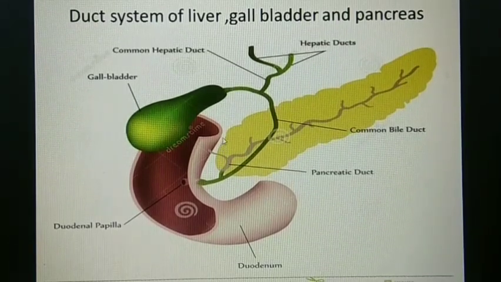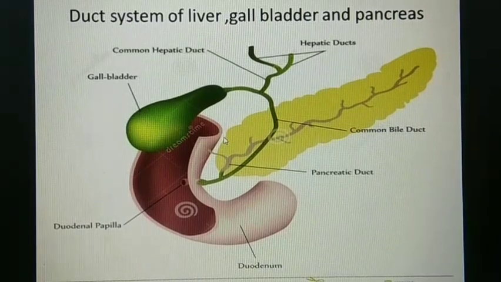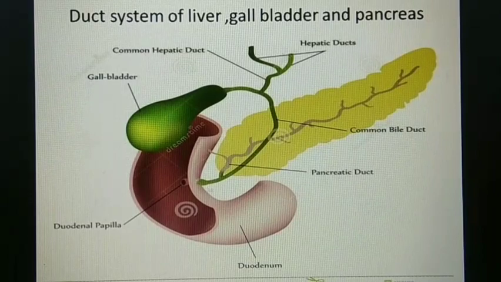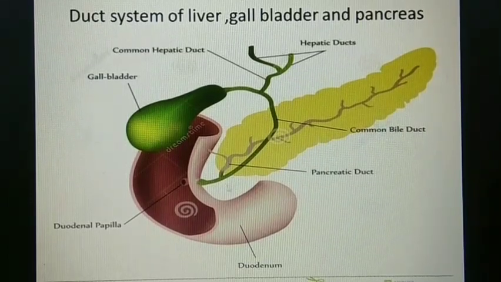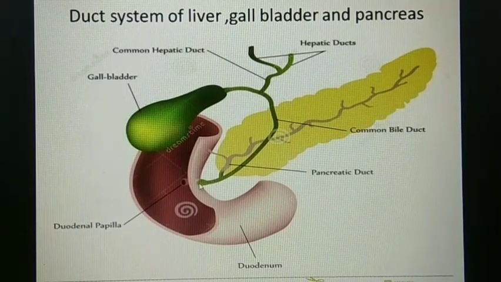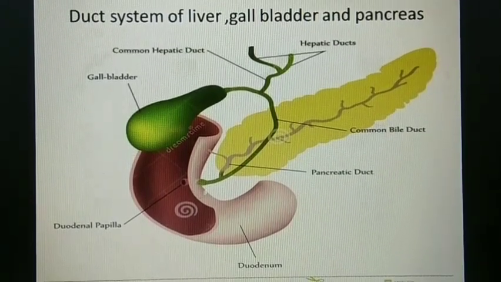And the bile duct and the pancreatic duct open into the duodenum as the common hepato-pancreatic duct, which is guarded by, here there is a sphincter called the sphincter of Oddi, which regulates the passage of substances through this.